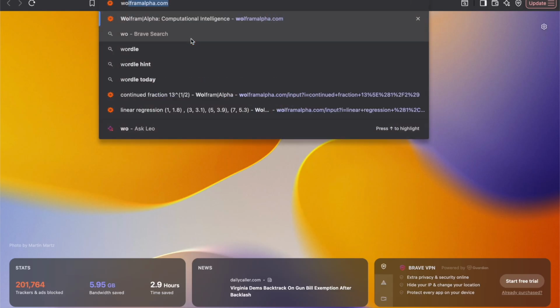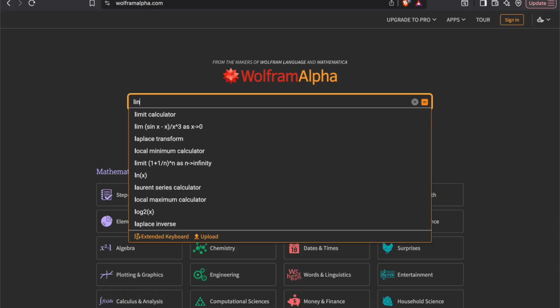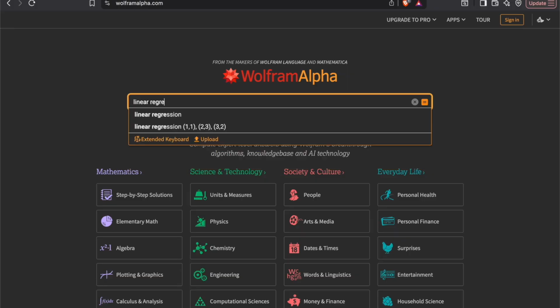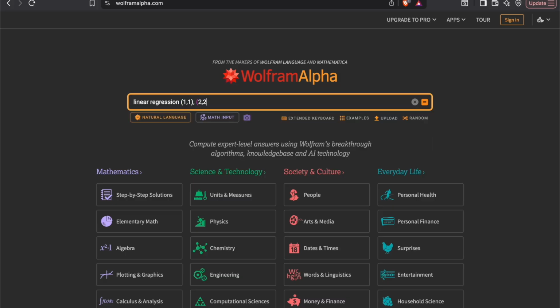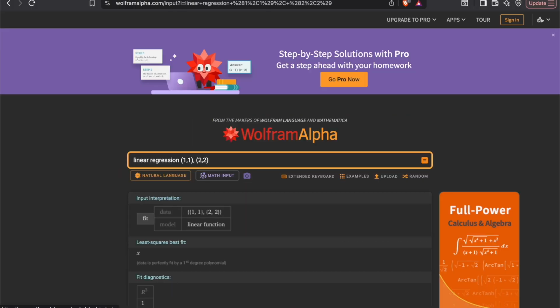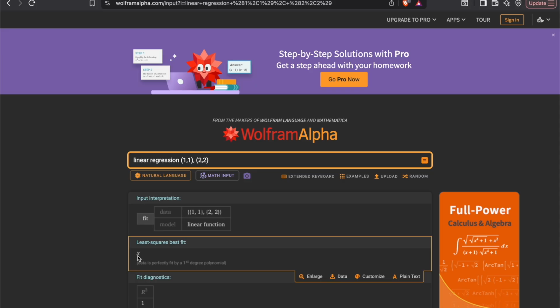So if you took 2 points that are on the same line and did a linear regression with that, let's do that real quick. Linear regression. And let's take the point 1, 1 and 2, 2. They should be on the line y equals 1x plus 0. And yep, there it goes. The linear best squares fit is just y equals 1x plus 0.